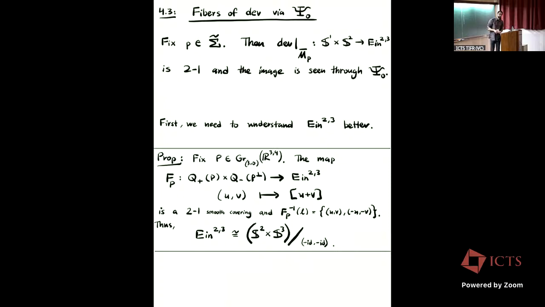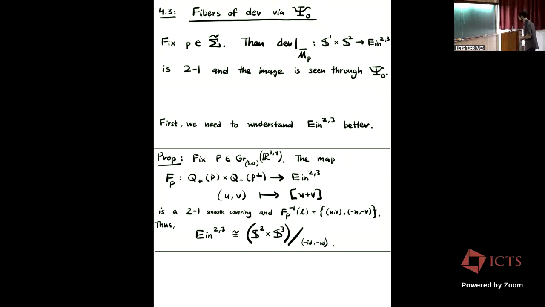What you do is you fix a background piece of information: a space-like three-plane, P. Relative to P, you get a model for the Einstein universe, and I call that model F_P. The model goes like this. It's a map from the unit sphere in P cross the unit time-like sphere in P perp, which is topologically S2 cross S3, over to the Einstein 2,3 universe. You take the pair u, v of unit space-like and time-like vectors, and you add them together. They're orthogonal, so that gives you an isotropic line. The statement is that this is a 2-to-1 smooth covering map. And moreover, the pre-image of a point in the Einstein universe is exactly a pair of antipodal points in this product of spheres.